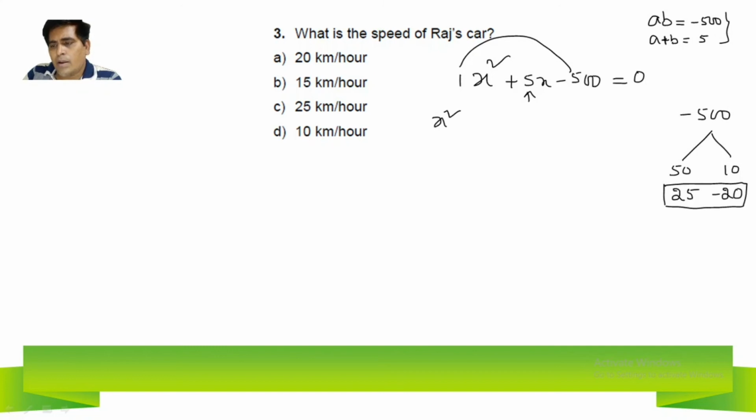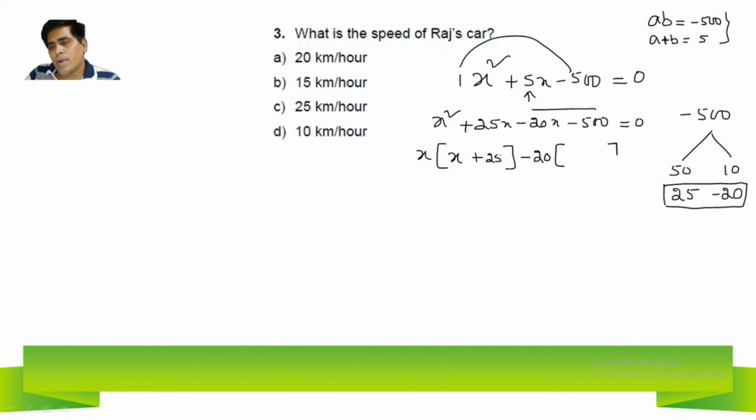So x square plus 25x minus 20x minus 500 is equal to 0. In the first two terms, I can take x common. When I take x common, x plus 25. In the last two terms, what can I take common? Can I take 20 common? So minus 20. If I take minus 20 common, x plus 25. x plus 25 is equal to 0.